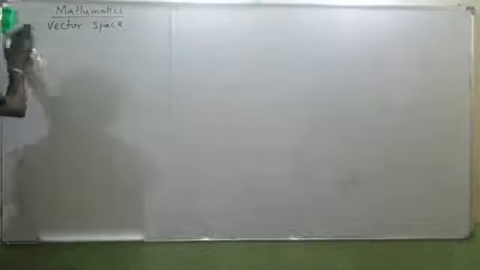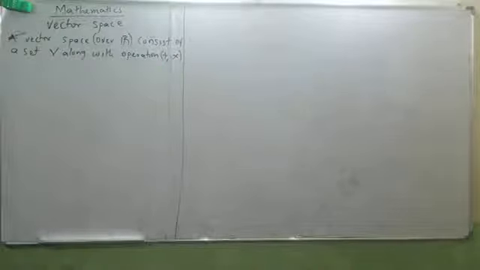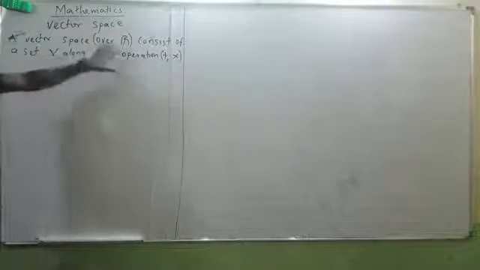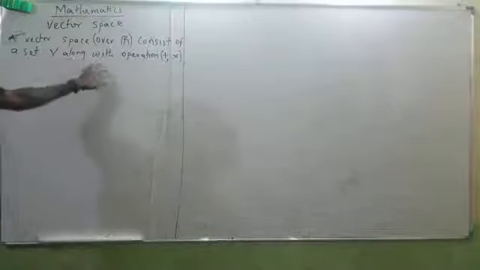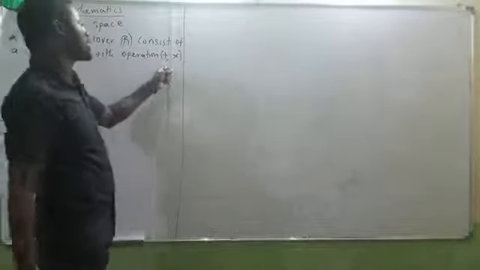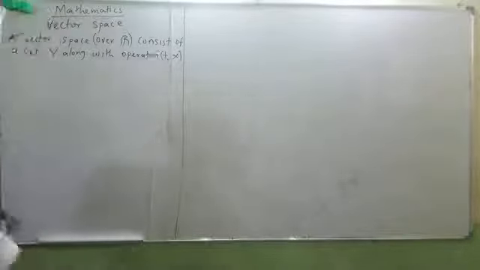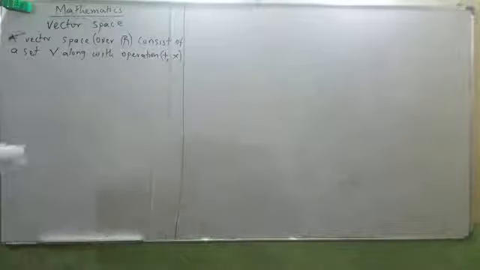Now, when we talk about vector space, that is what vector space is all about. A vector space over R consists of a set V along with what? Operations: plus and multiplication. That is what we are talking about on vector space.